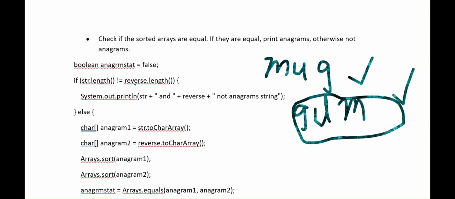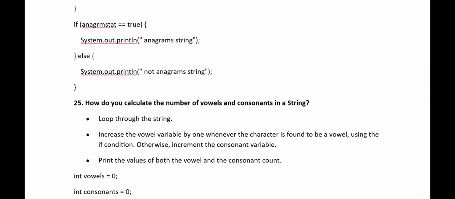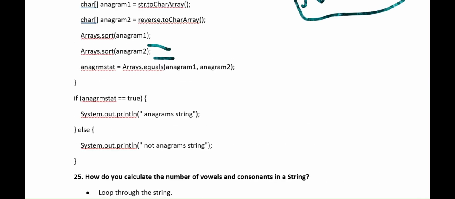In order to check whether the strings are anagrams or not, first of all, let's check the length of the two strings, and sort them. The simple way is to sort them. If we sort, then each will become equal. Then check by using the Arrays dot equals method. It will return true if they are equal, else false.